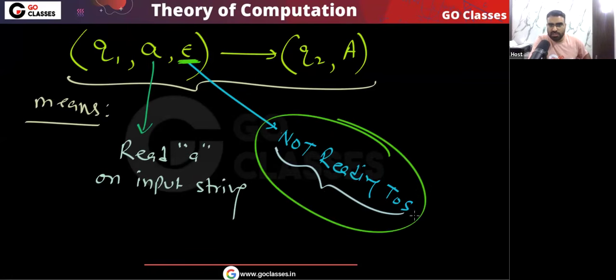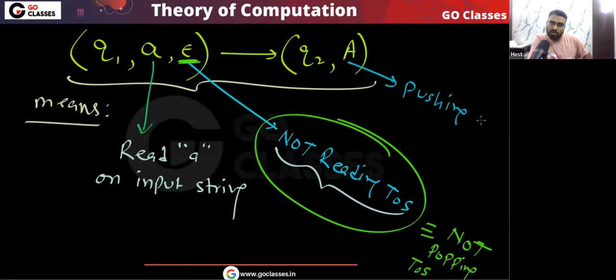If you are not reading the top of the stack, that simply means you are not popping the top of the stack. Is this clear? And then what we are doing is just pushing this symbol A on top of the stack. I hope you understood. Remember, this epsilon means that we are not reading the top of the stack.